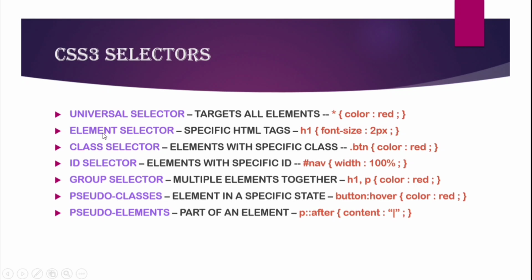Then we have element selector. Specific HTML tags will be selected. That is nothing but the element selector. Here you can see we are selecting h1, which is the heading 1 tag, and for that we are changing the font size equal to 2 pixel.